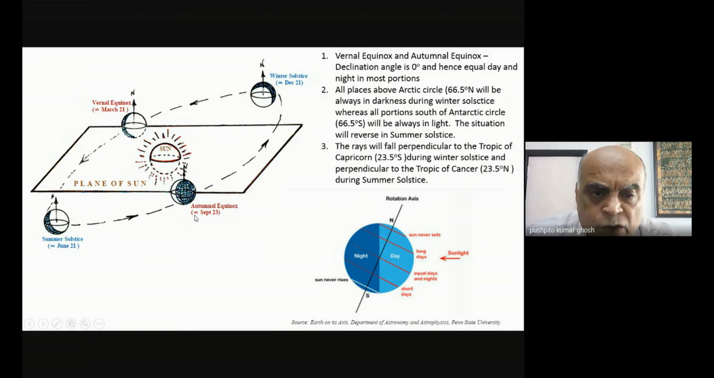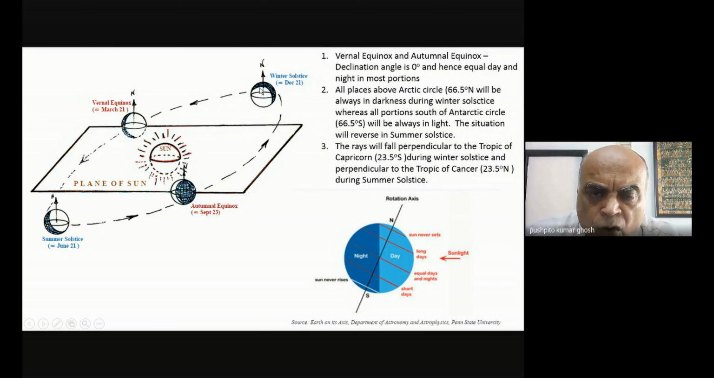Now, the Earth is traveling in this direction, anti-clockwise, and when you come to what is known as the winter solstice, which is December 21st, because the Earth is tilted, this is the position where the tilt is such and the rays of the sun are going this way.